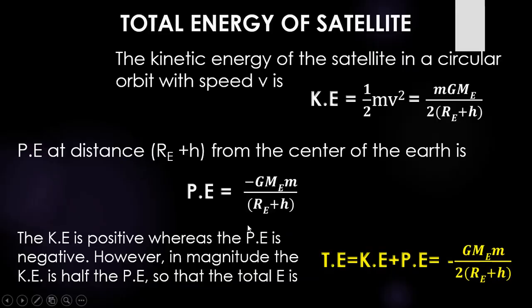So now, total energy of the satellite. Total energy means kinetic energy plus potential energy. So kinetic energy, we know the formula: kinetic energy equal to 1 by 2 m v square. So total energy of the satellite we are calculating here. So 1 by 2 m v square.